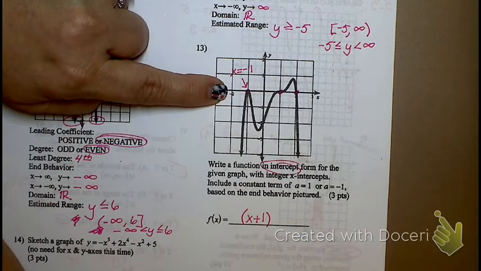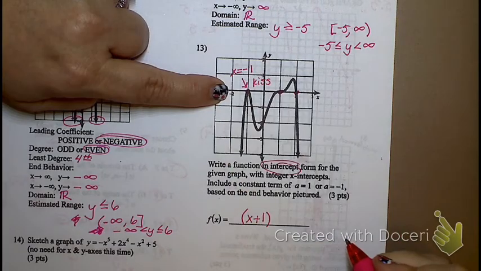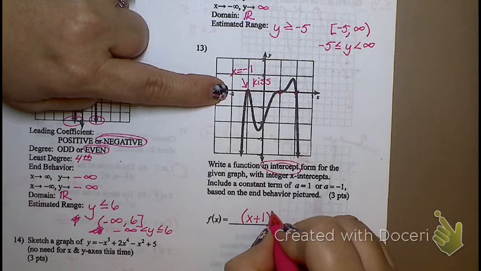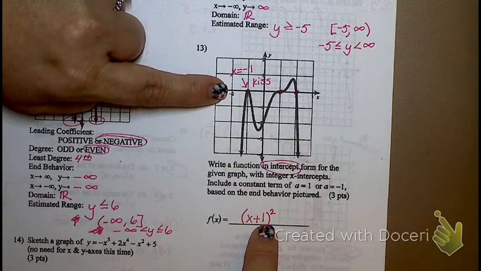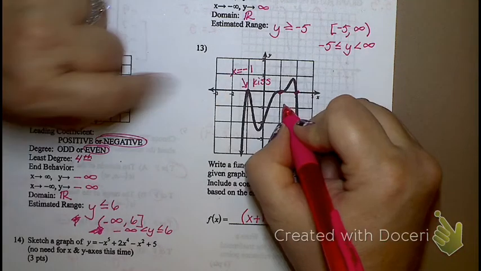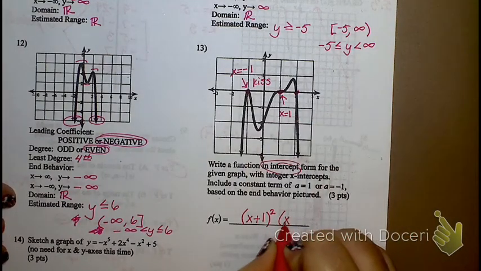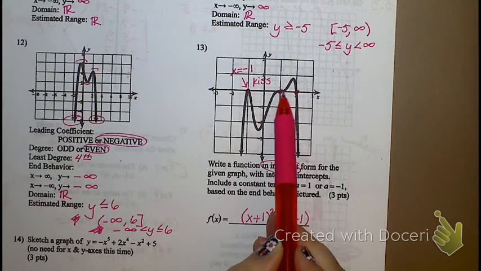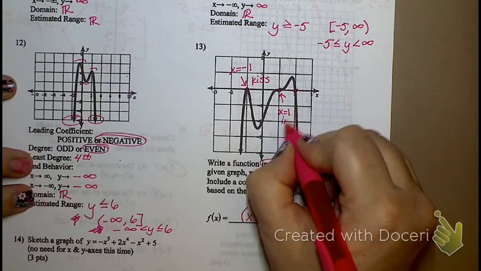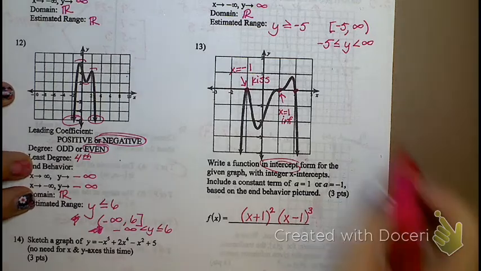What kind of a crossing is that? A kiss, a cross, or an inflection point? That's a kiss. So what does that mean about the parentheses? That has to be squared. If it's a kiss, that has to be squared. All right, my next one is at x equals 1, so in parentheses that would look like x minus 1. Is that one a kiss, a cross, or an inflection point? Inflection point, which means the exponent has to be a third, because it's got a multiplicity of 3.